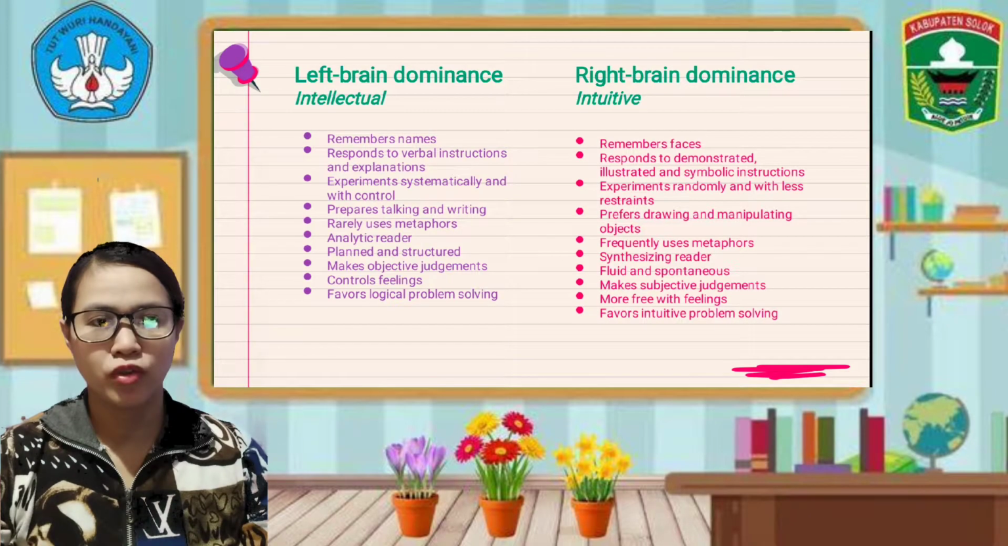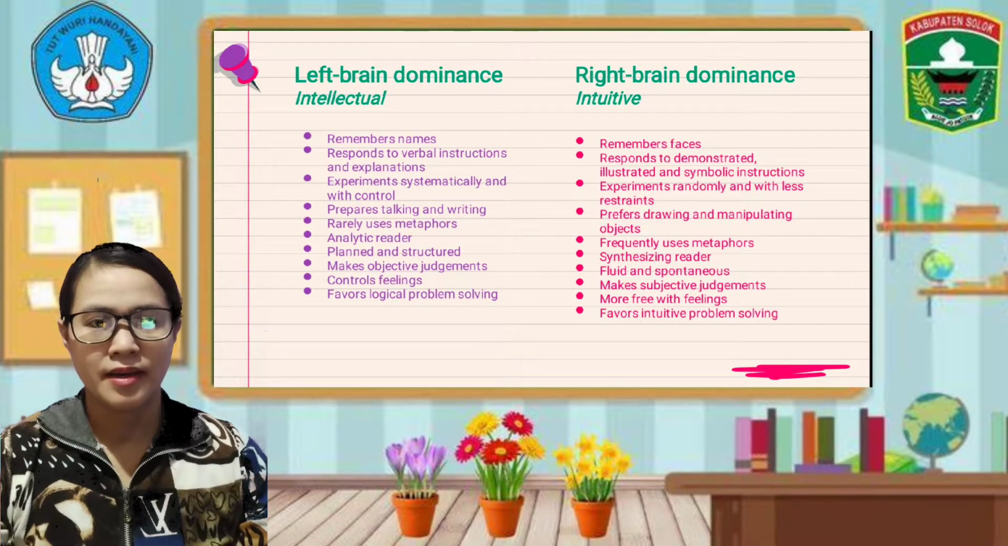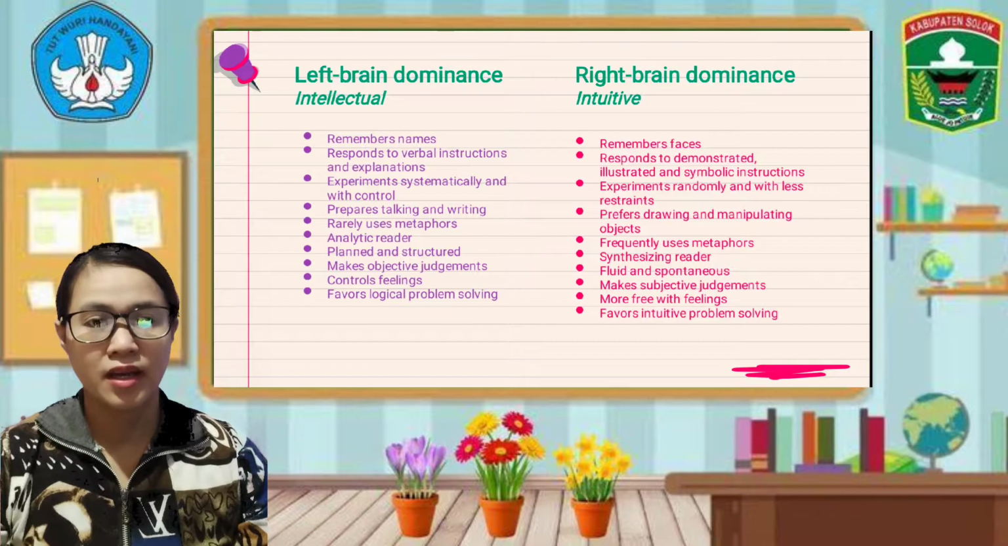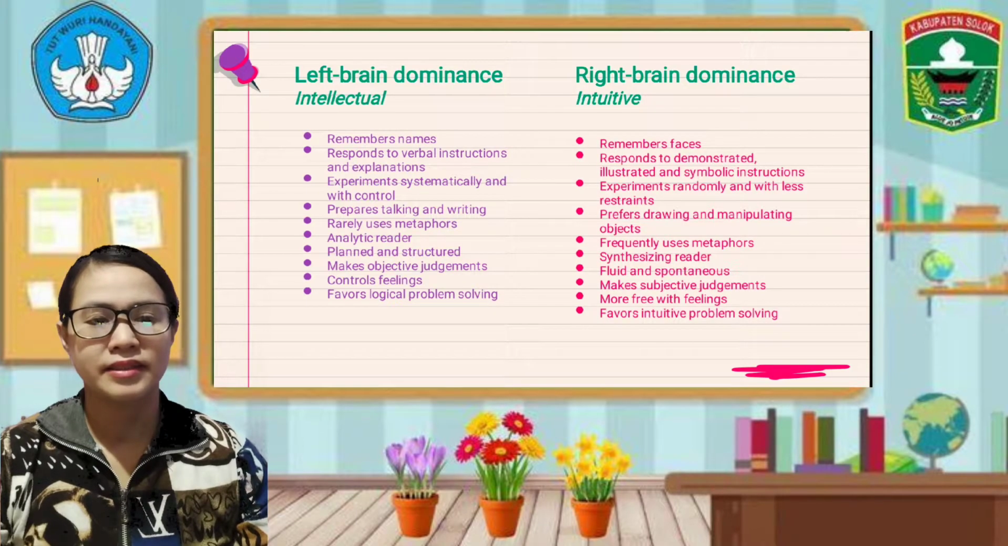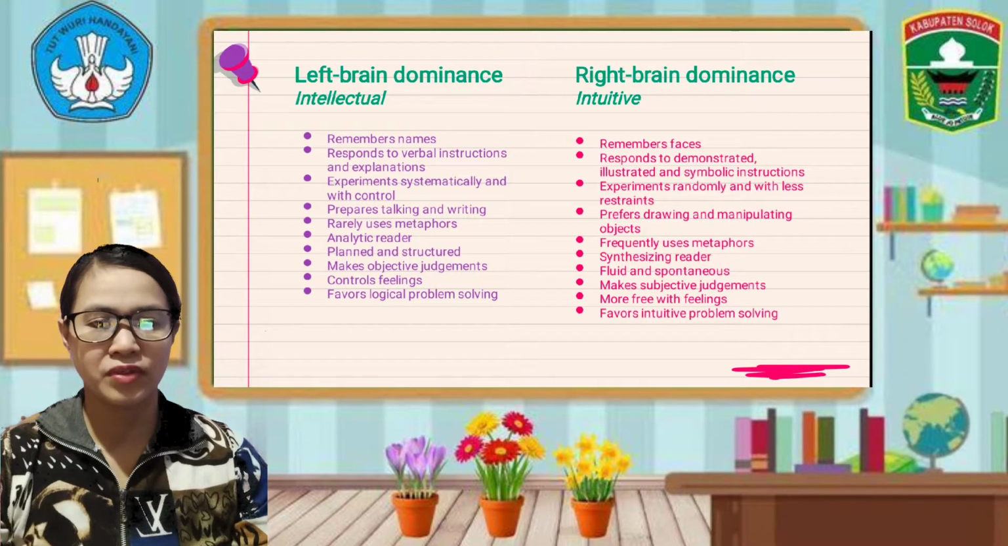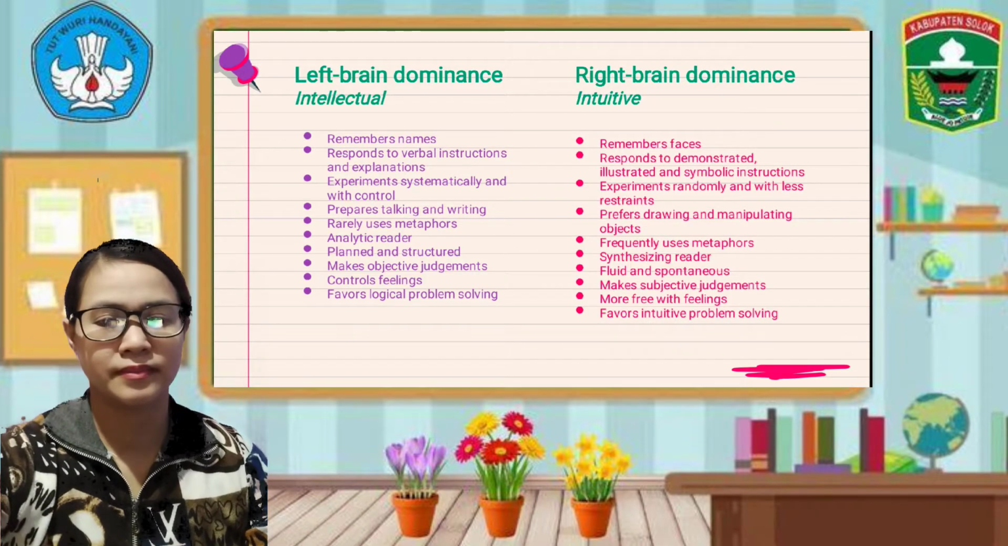While the right brain dominance is for intuitive, that remembers faces, responds to demonstrated, illustrated, and symbolic instructions, experiments randomly and with less restraints, prefers drawing and manipulating objects, frequently uses metaphors, synthesizing reader, fluid and spontaneous, makes subjective judgments, more free with feelings, and favors intuitive problem solving.